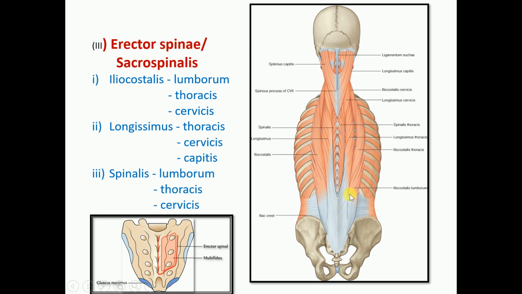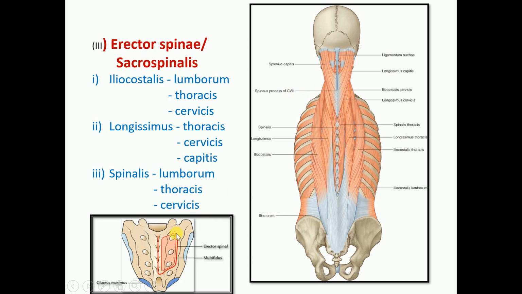Then it passes upwards, and within the lumbar region it extends and then subdivides into three vertical columns from lateral to medial, called iliocostalis, longissimus, and spinalis. Spinalis lies in the most medial aspect and is inserted into the spines of the vertebrae. The intermediate or middle column contains the longissimus muscle, which is inserted into the transverse processes, and most laterally is the iliocostalis muscle, which is inserted into the ribs. So it is subdivided into three vertical columns, medial to lateral: spinalis, longissimus, iliocostalis.